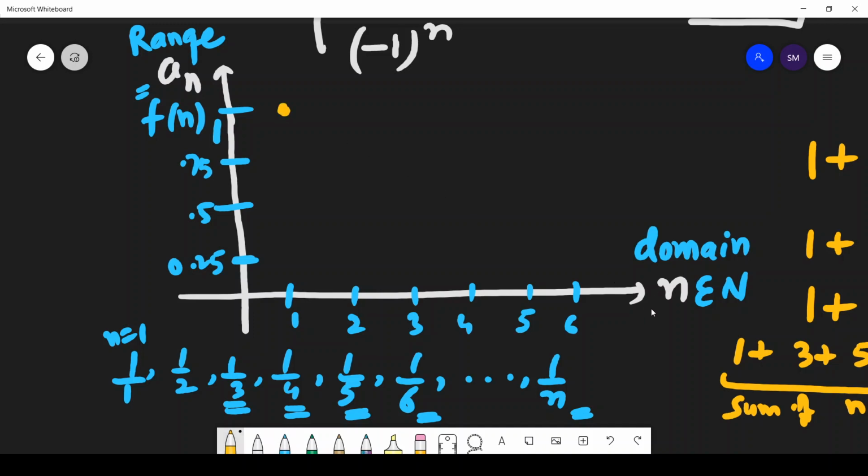Yes. So this is something like your x and this is y. So how do we write the points? x, y. The set of all values of x is the domain and the set of all values of y is your range. Now plot the second point. n equals 2. So what is a2, or f of 2, equal to? One by 2.